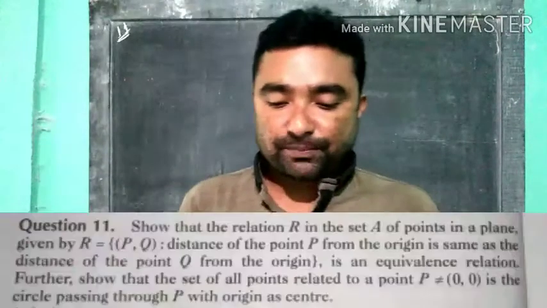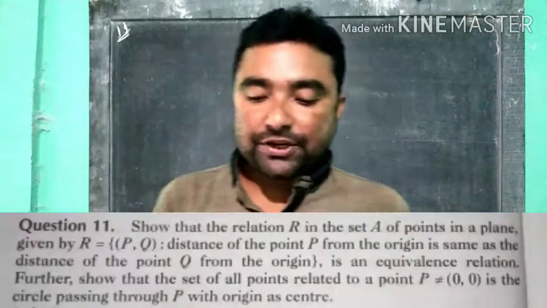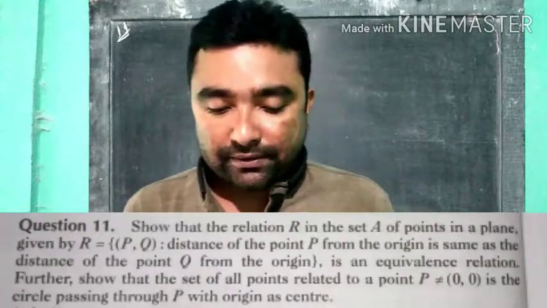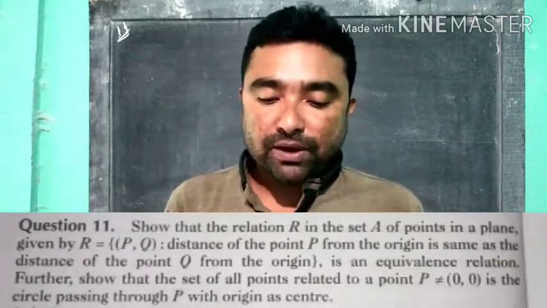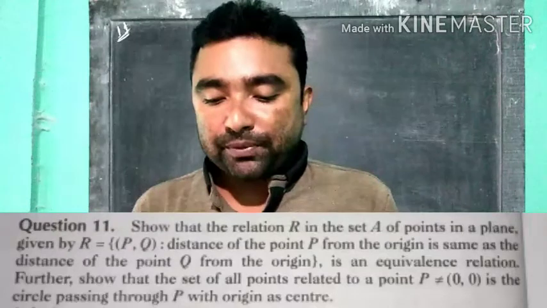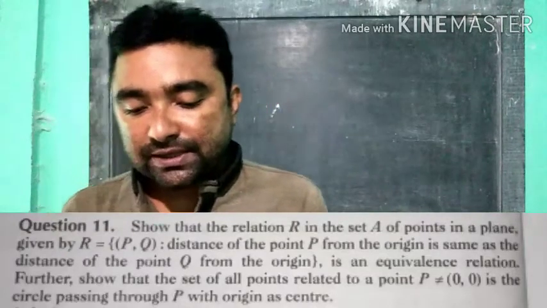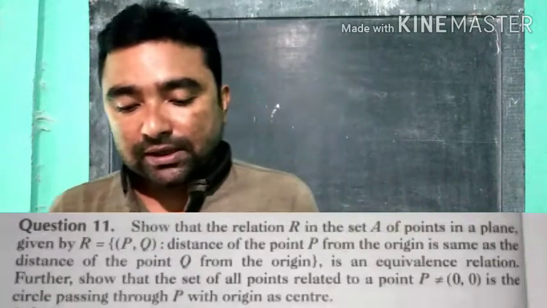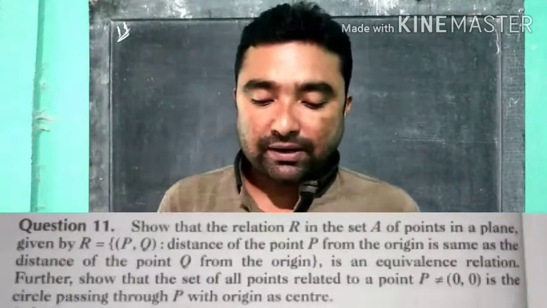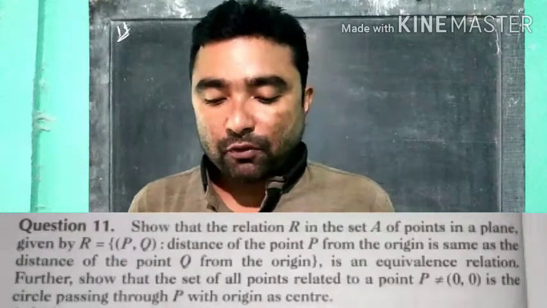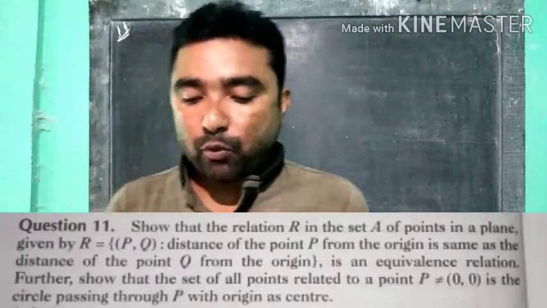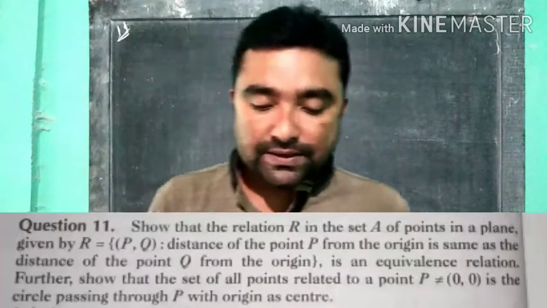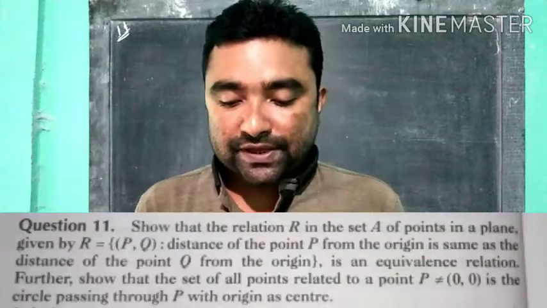Question number 11 is: show that the relation R in the set A of points in a plane given by R equal to {(P, Q): distance of the point P from the origin is the same as the distance of the point Q from the origin} is an equivalence relation. Further, show that the set of all points related to a point P not equal to (0, 0) is the circle passing through P with origin as center.